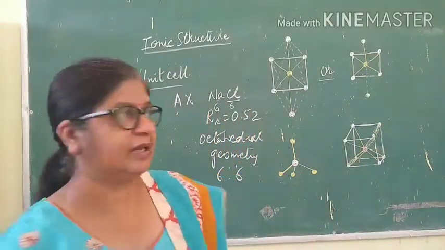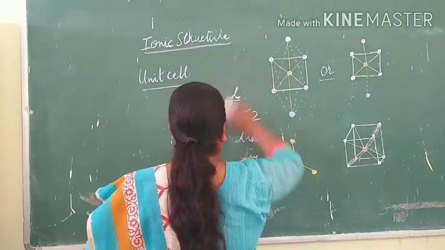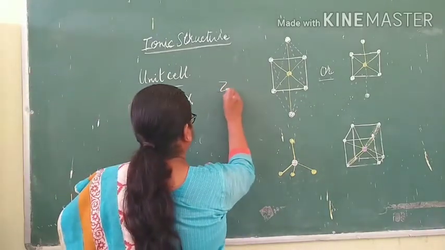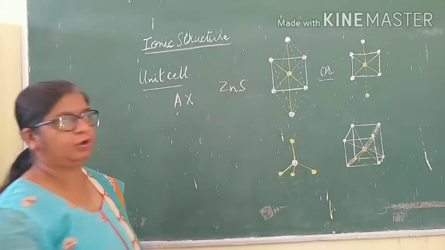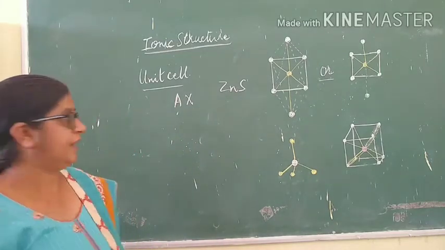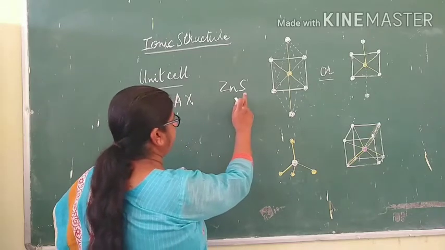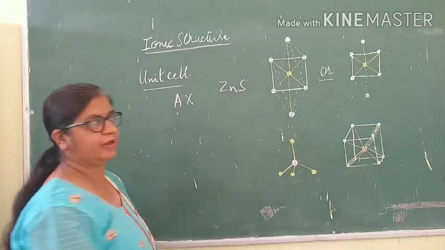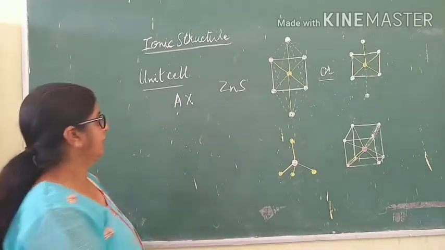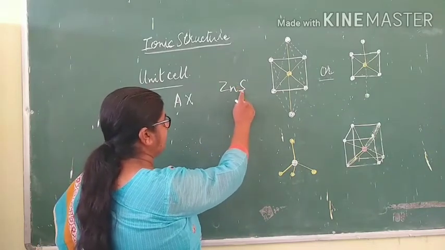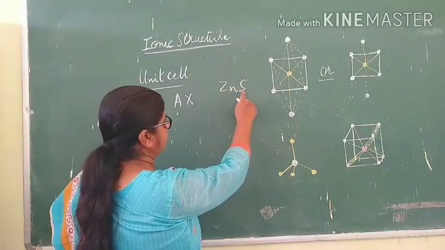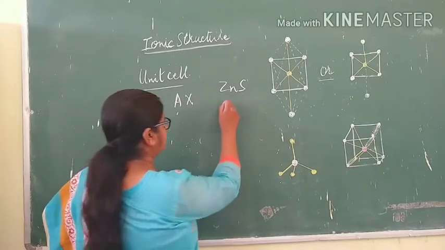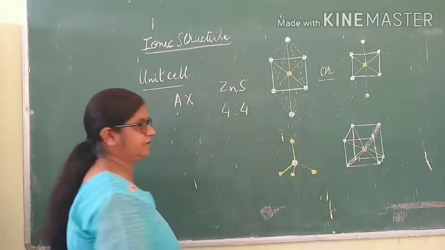Second comes the zinc sulfide type of structure. In the zinc sulfide type of structure, the coordination number of zinc is 4. That is, a zinc is surrounded by 4 sulfide ions, and similarly the coordination number of the sulfide ion is also 4. That means 4 zinc ions will surround a sulfide ion. This type of arrangement is known as a 4:4 arrangement.